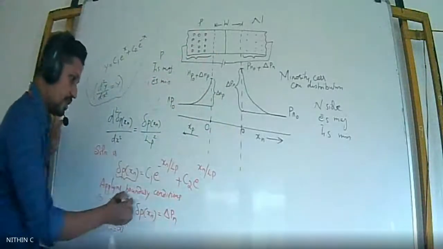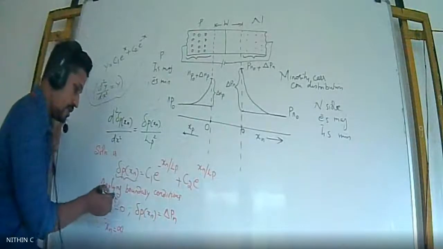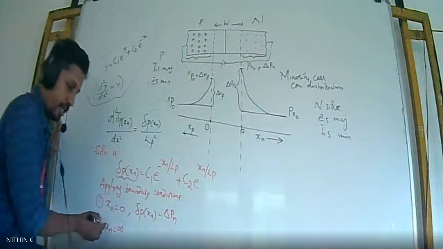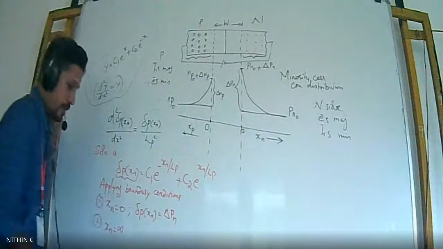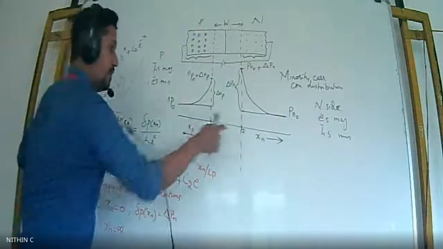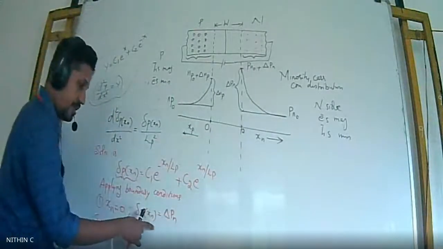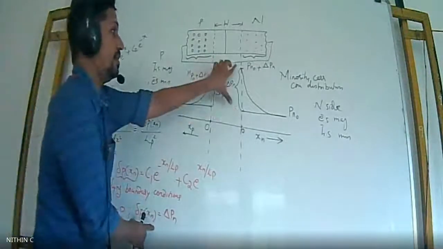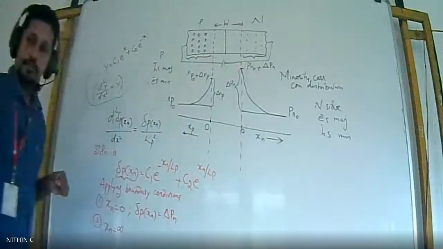When we apply boundary conditions, we will provide two values: the 0 value and also infinity, that is, xn equal to infinity. When xn is equal to 0, we know the value of delta pxn, that is the excess carrier, delta pn. So we have written that.